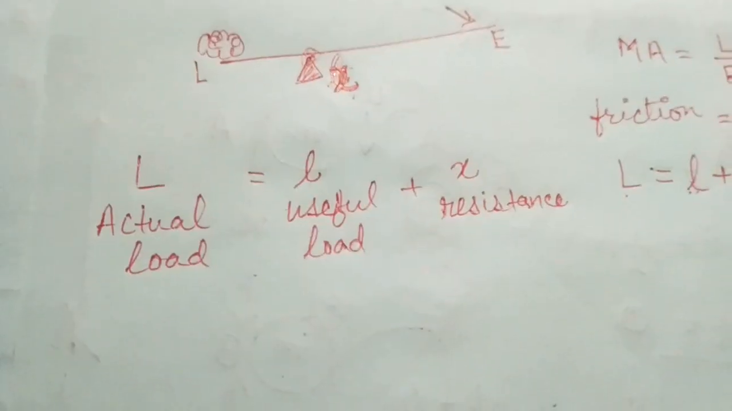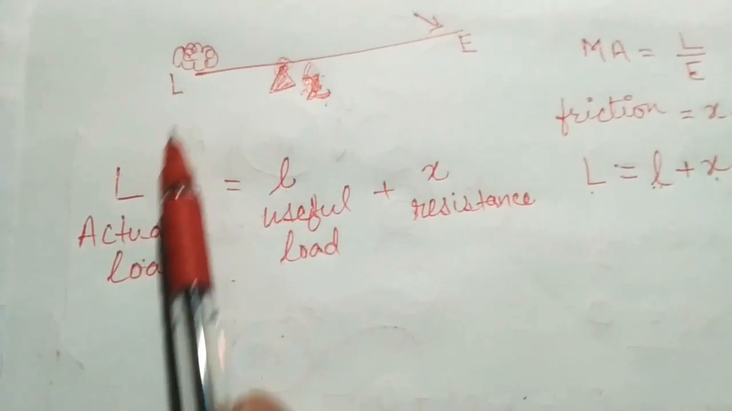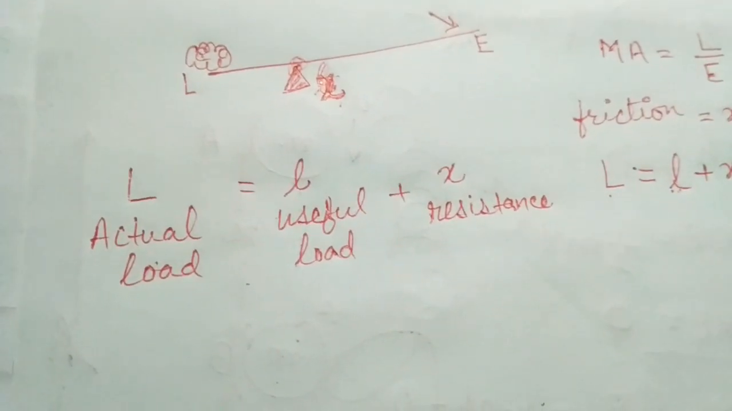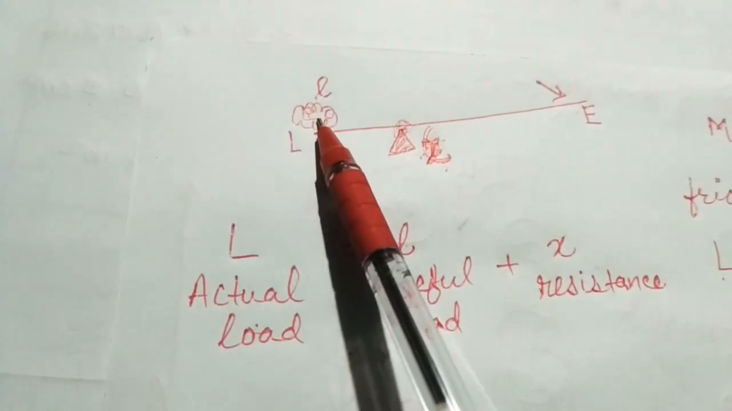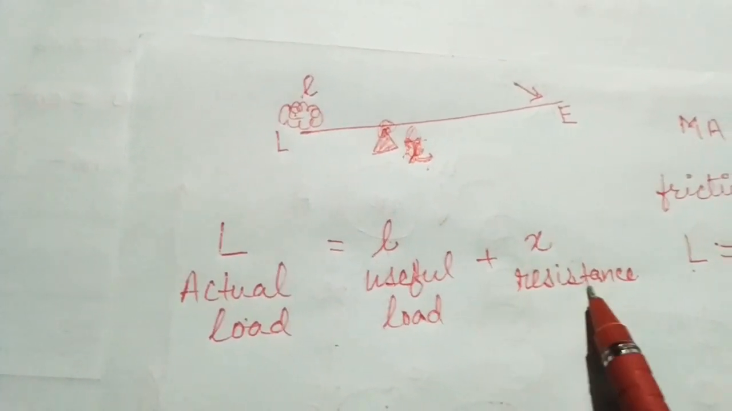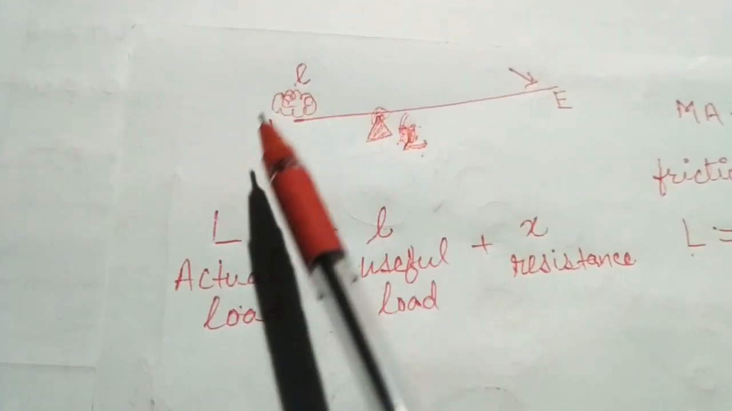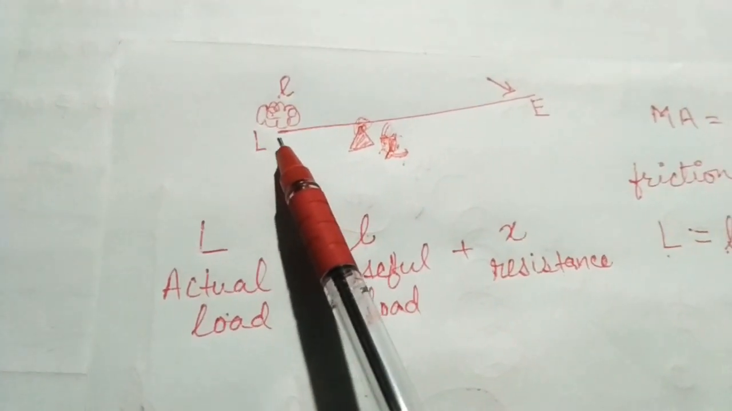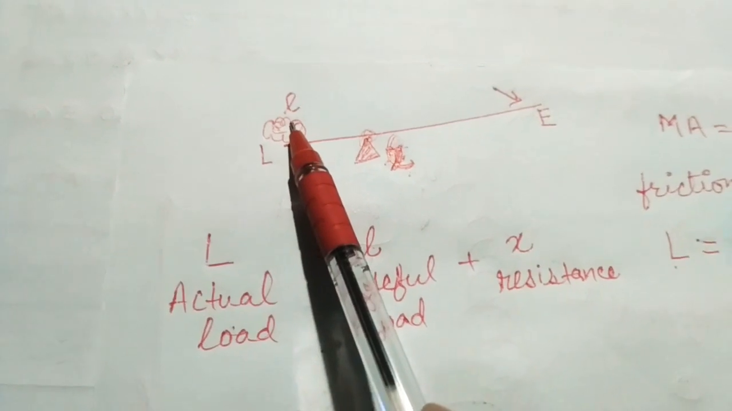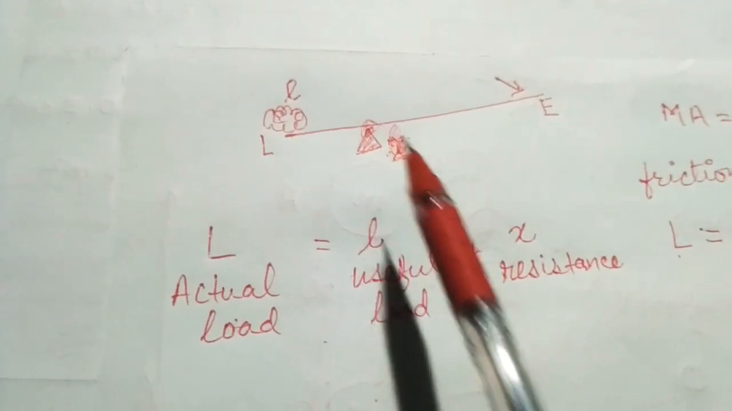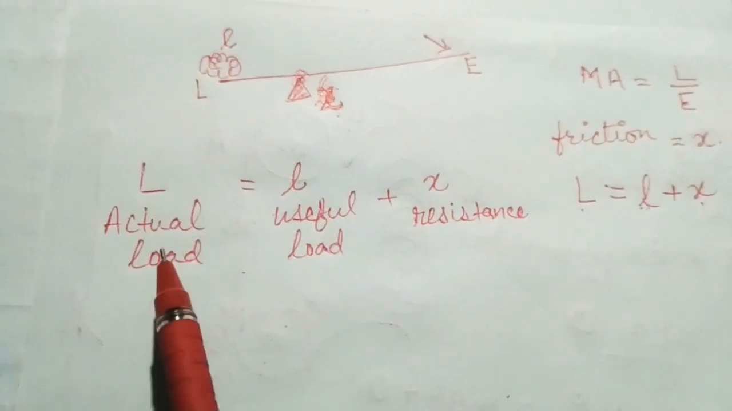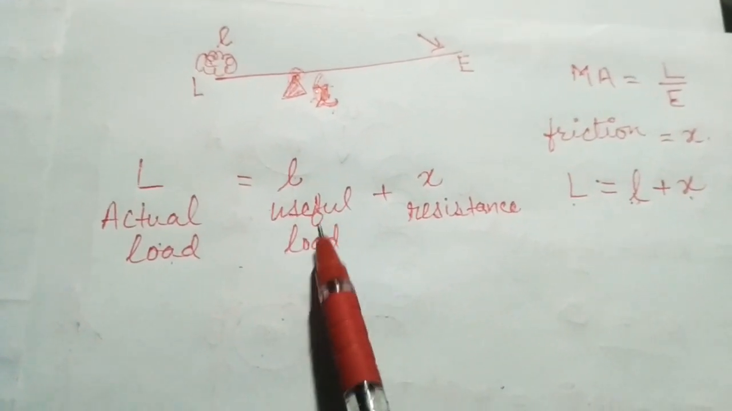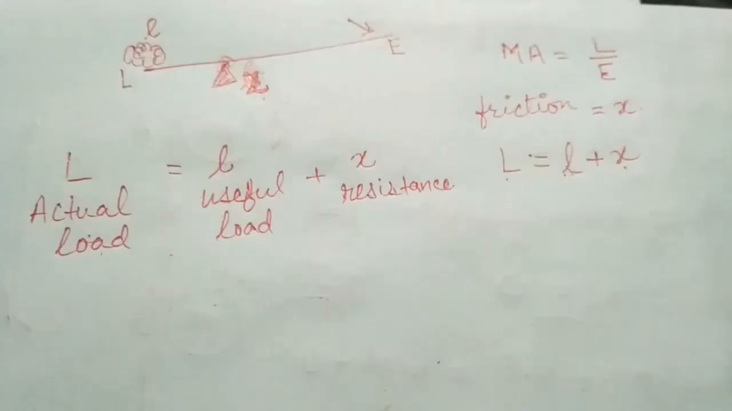I'm writing again. So see here, your actual load, this one, is the sum of useful load, this one, plus resistance, this one. The capital L means load here is the sum of the weight of this box plus friction. I'm naming it generally the resistance. So the actual load is the sum of useful load plus resistance.